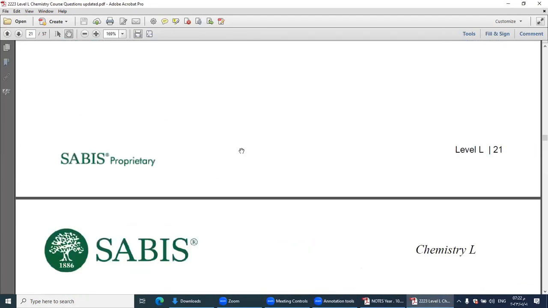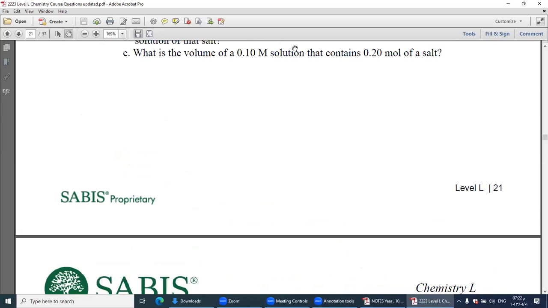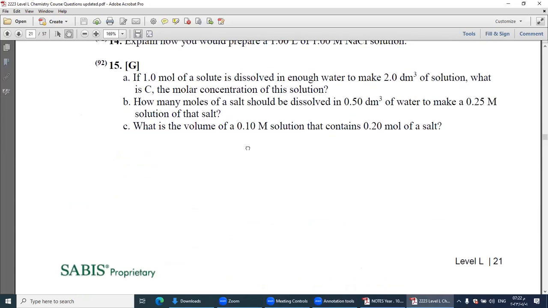Teacher, can't we use C equal n over V? C equal n over V. Okay, this is right, and this is what we did. Okay, wait for a moment.